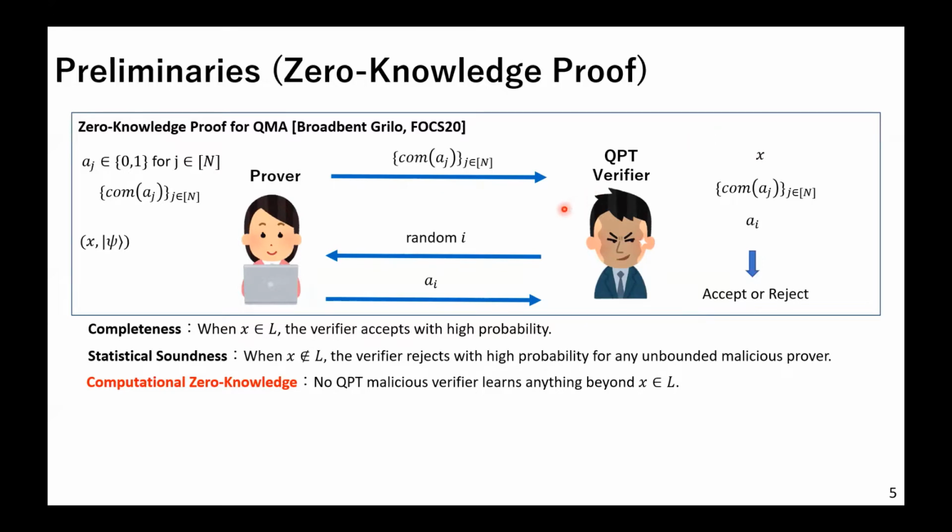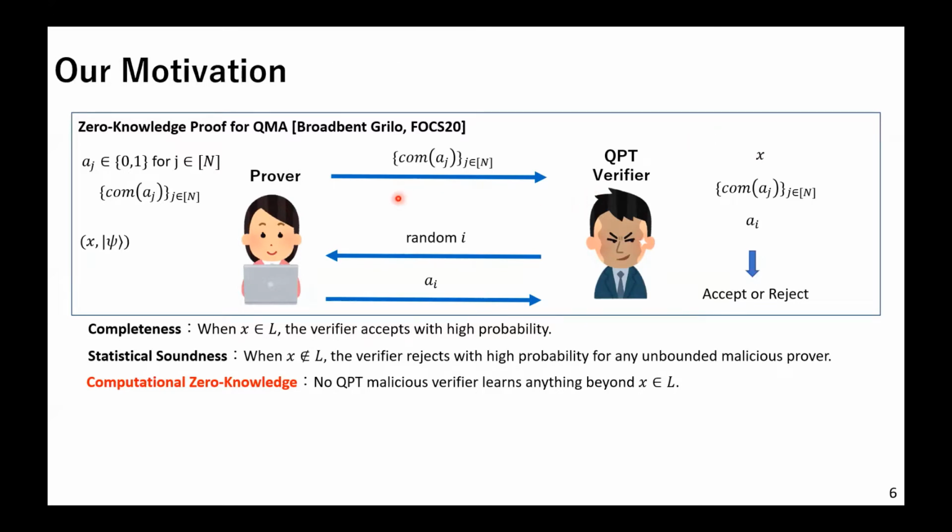Now, I will explain our motivation. Although zero knowledge proof for QMA satisfies these properties, computational zero knowledge has a risk. In fact, new algorithms or improvements of computers may solve the problem underlying the security of computational zero knowledge. So, computational zero knowledge does not necessarily imply long-term security. In other words, a malicious verifier may obtain information beyond the fact that the instance X is a yes instance in the future. So this is undesirable.